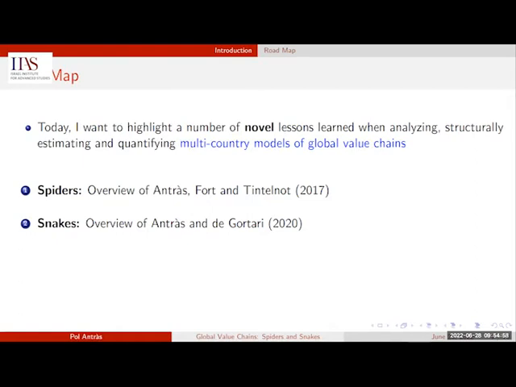I'm going to tell you how to think about snakes, joint work with a former student of mine, Alonso de Gortari. And then if there's time, I'm going to give you a taste of ongoing work, which is really trying to combine that into models that are perhaps more reliable, because they're not just helpful for thinking about things, but might be helpful for quantifying things.